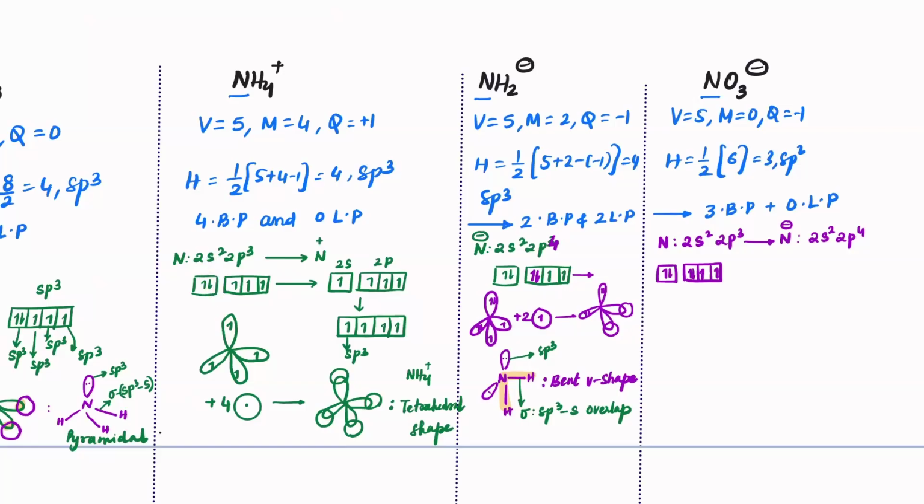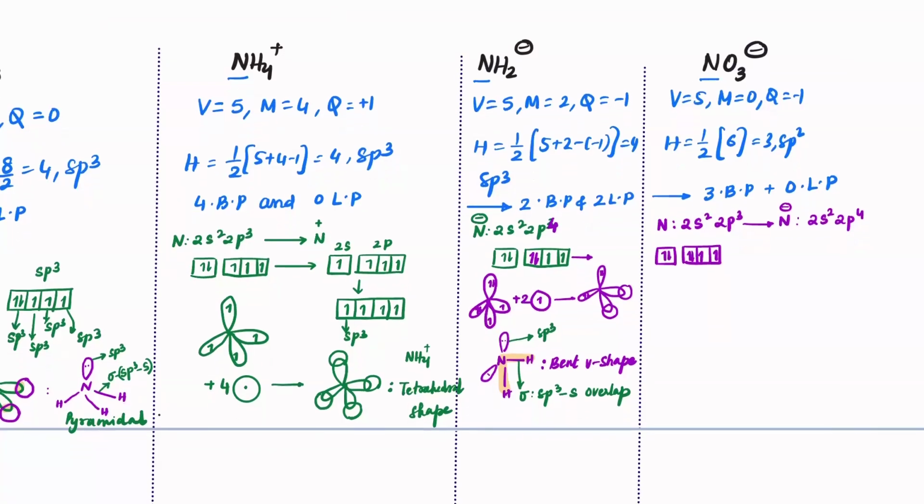Why only S is because I require 4 unpaired electrons as 4 hydrogens are incoming. Okay. Now listen up.